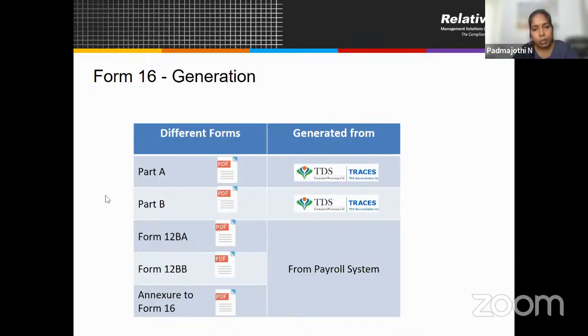Part B, for the last 2 years, we are able to download from TRACES itself, which will have most of the important data, excluding the annexure that we have to provide to an employee. That is optional, whether we generate it from TRACES also. If you want to do it from your payroll system, that is also possible. You can generate it from your payroll system. That is not mandated as of now. But in future, this may also be mandated, that Part B also has to be issued from TRACES. And Form 12BA, 12BB, and the annexure to Form 16, these details will be available only in the payroll system. So from the payroll system, you have to generate these forms and issue them to the employee.